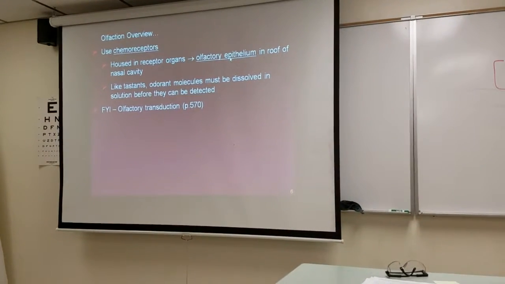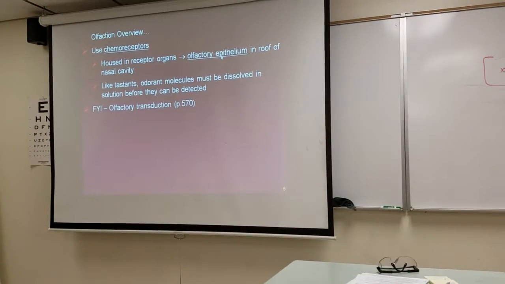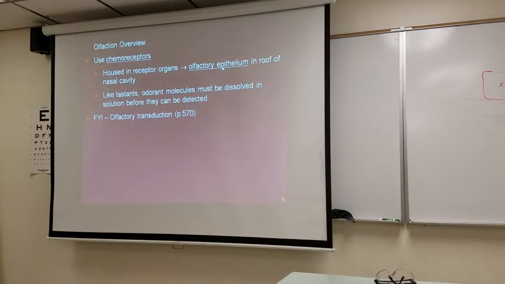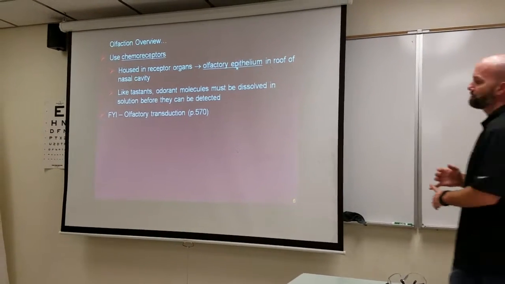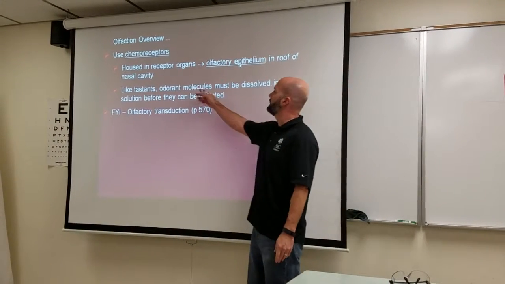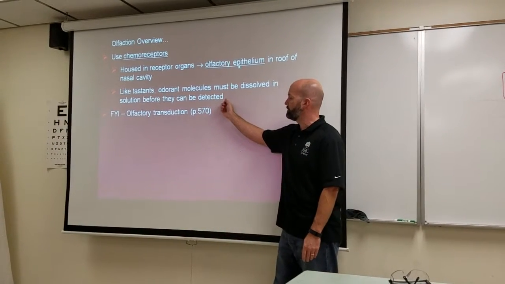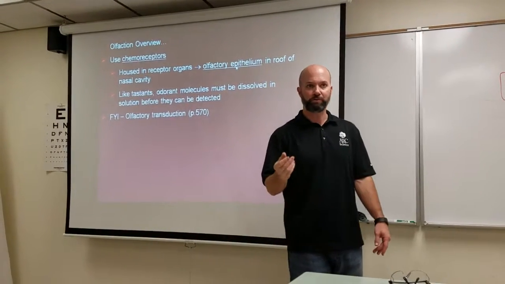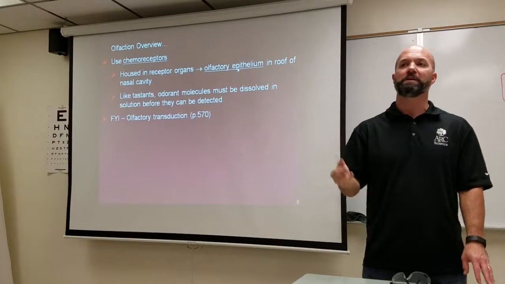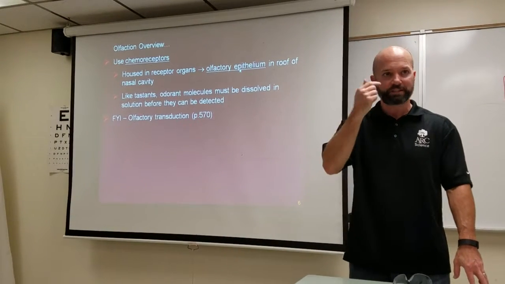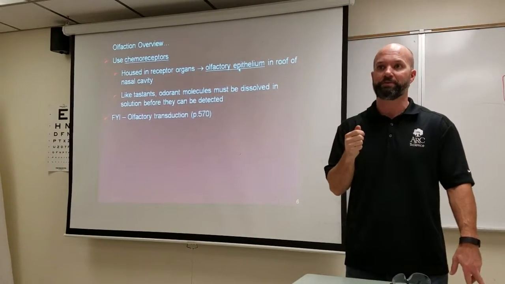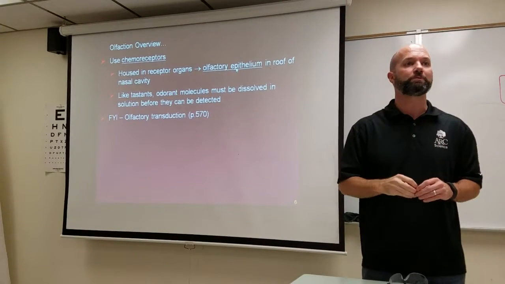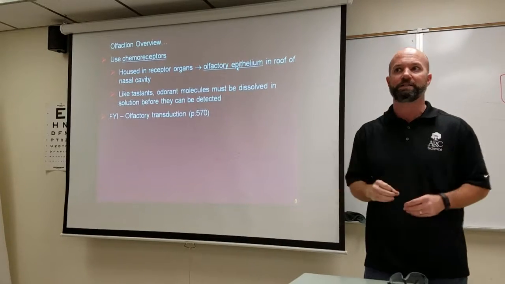So next is olfaction. Like gustation, it uses chemoreceptors. Also like gustation, odorants have to dissolve in water before they can stimulate their receptors. So chemicals that stimulate taste receptors can be called tastings. They have to dissolve in the saliva in your mouth in order to diffuse into and stimulate their receptors, which are buried inside of the taste buds.